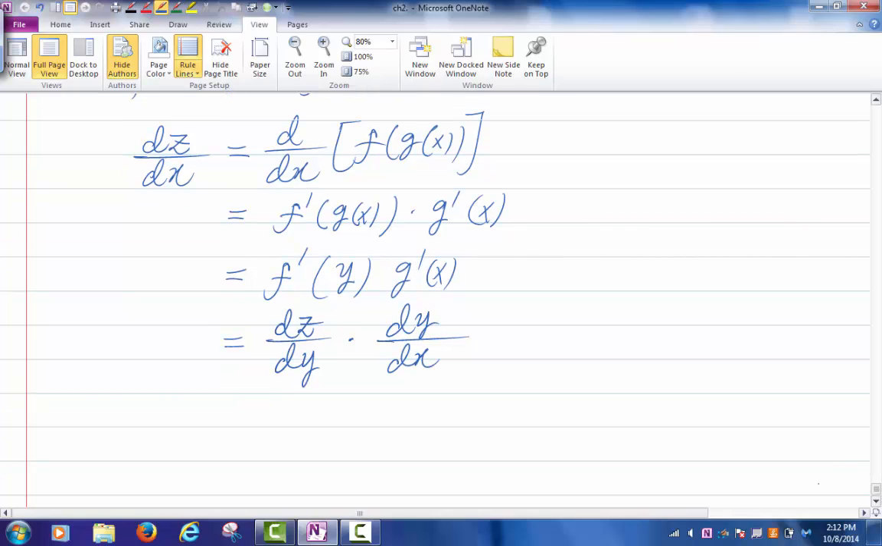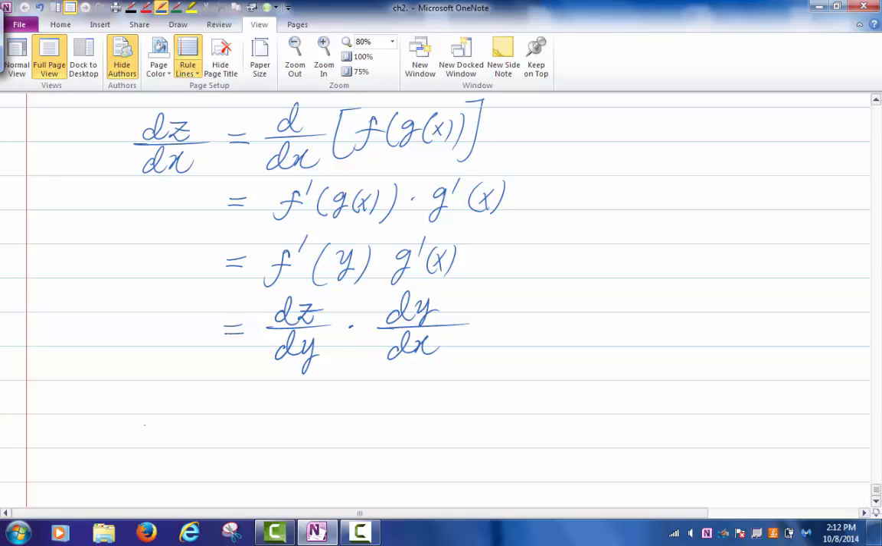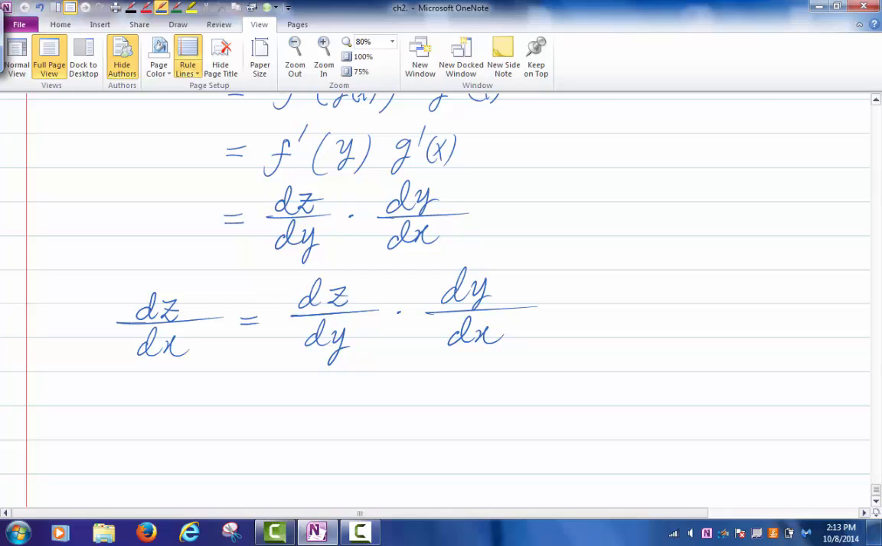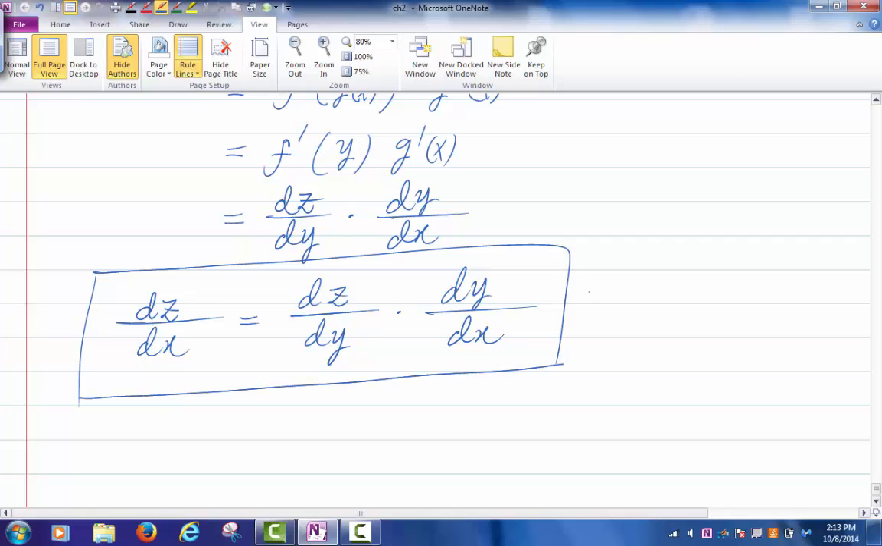So at the end, what we are getting is that the derivative of z with respect to x is equal to the derivative of z with respect to y times the derivative of y with respect to x. So this is in fact the chain rule, just in a different notation, okay? So this is the chain rule. This is also the chain rule, but in a different notation.